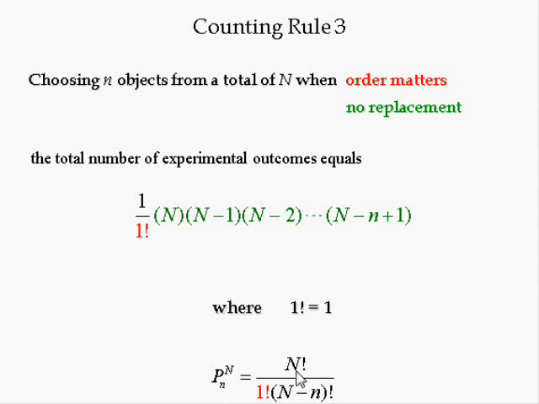If we divide N factorial in the permutations equation by N minus n factorial, we get this green expression. And then I added the 1 factorial in there, which is not shown in the textbook, to make sure that you understand that permutations applies when order matters.